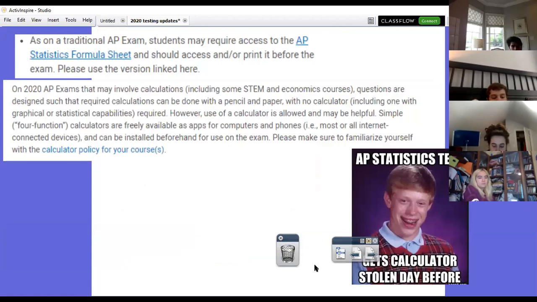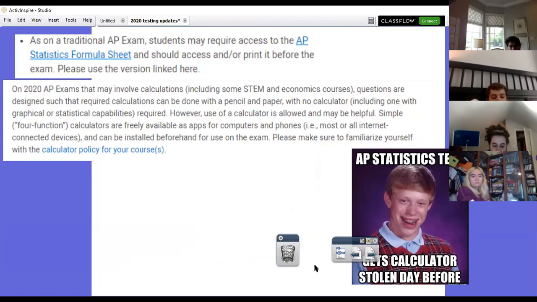So there's a link on a page that I'm going to show you a little bit later on that has a downloadable version of the AP Statistics formula sheet. Hopefully you have the formula chart that I gave you in class. If not, you can get that one off of there and save it on your computer or print it before the exam.